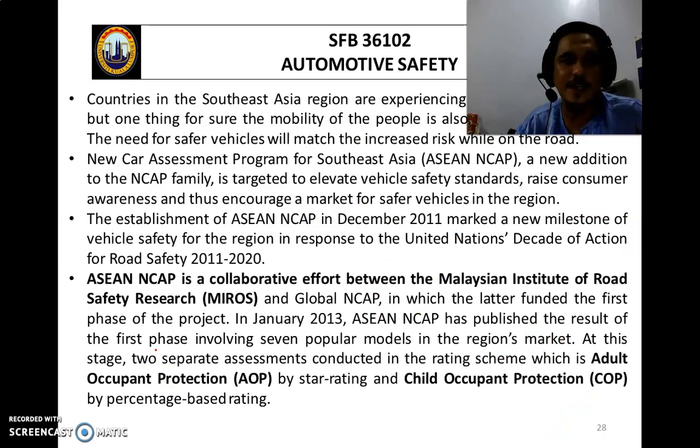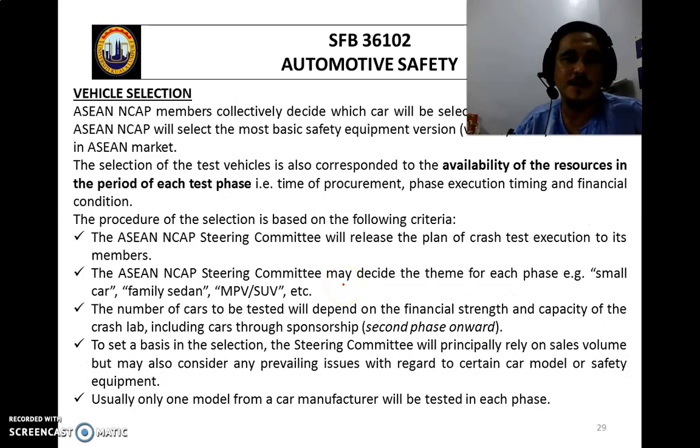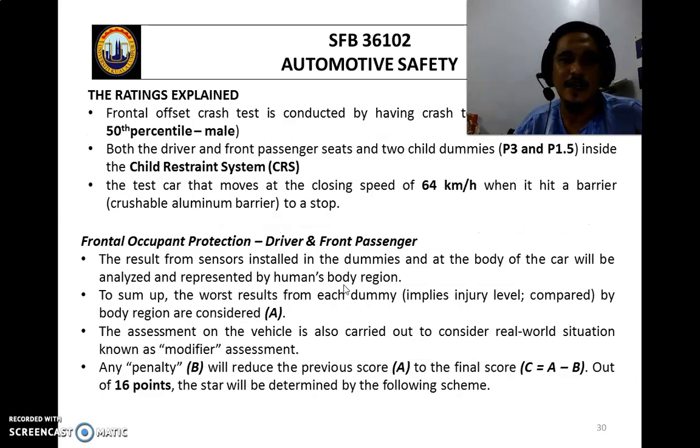Okay, so what is the NCAP? NCAP studies two things. One is the adult occupant protection, AOP. The second is child occupant protection. If we have both categories, our car should be safe. Okay, so how do we calculate the NCAP, how do we calculate the test?